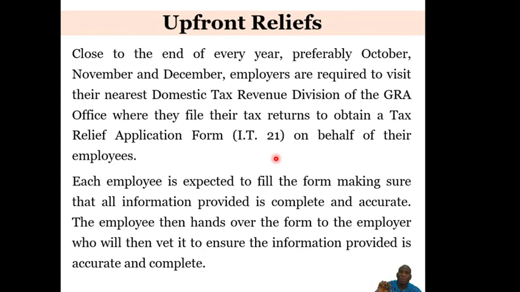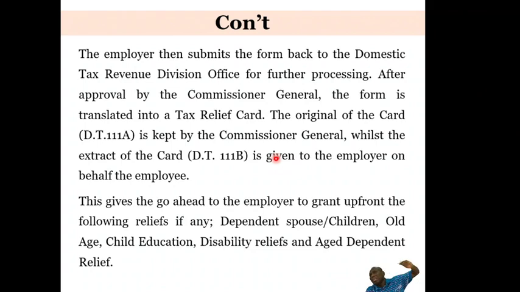The employee then hands over the form to the employer, who will then vet it to ensure the information provided is accurate and complete. The employer then submits the form back to the Domestic Tax Revenue Division office for further processing. After approval by the Commissioner General, the form is translated into a tax relief card. The original of the card, that is DT111A, is kept by the Commissioner General, while the extract of the card, DT111B, is given to the employer on behalf of the employee. And once this is done, you can go ahead and enjoy these reliefs upfront.